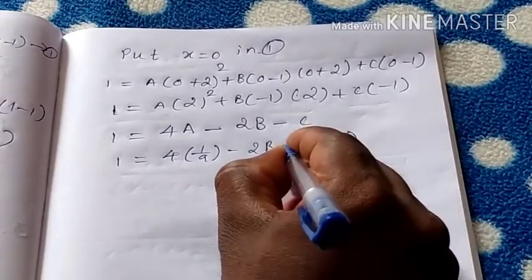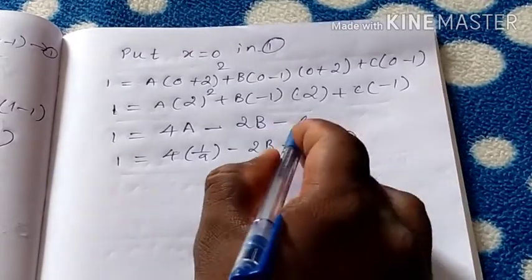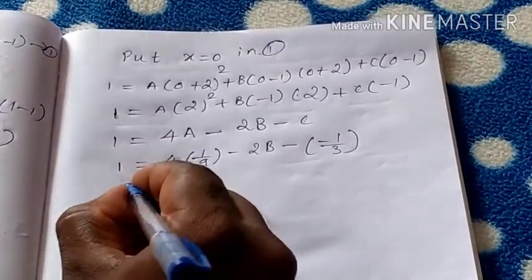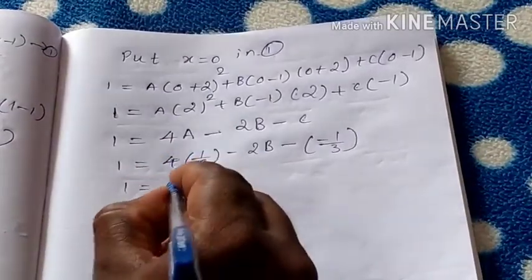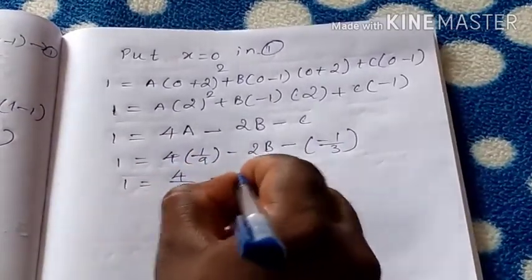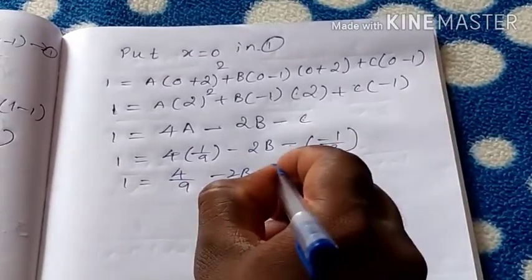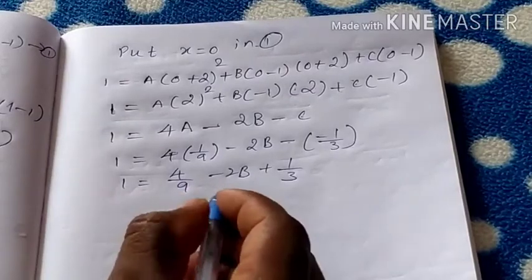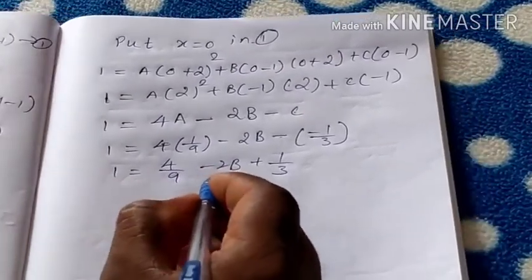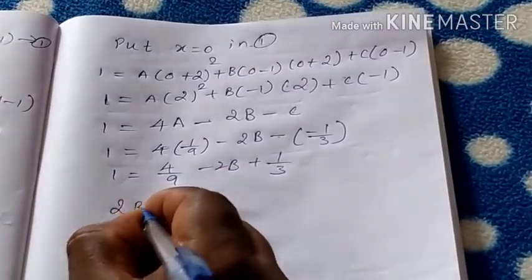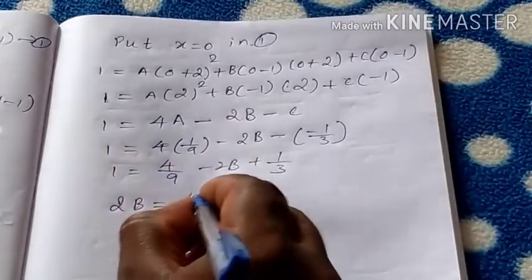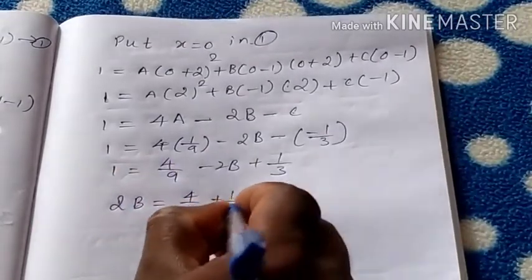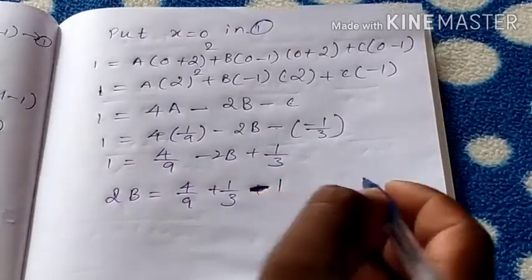This is the question. The c value is minus 1 by 3. So 1 is equal to 1 4s are 4 by 9 minus 2b minus into minus plus 1 by 3. Okay, find the value of b. So making the transposition, we get plus 2b is equal to 4 by 9 plus 1 by 3 minus 1. Okay.